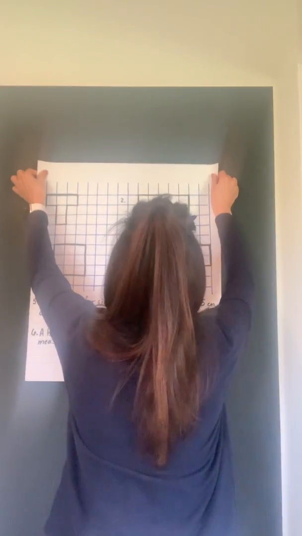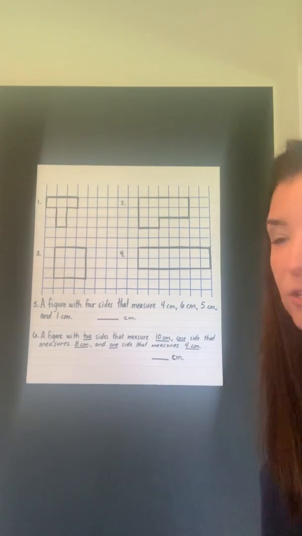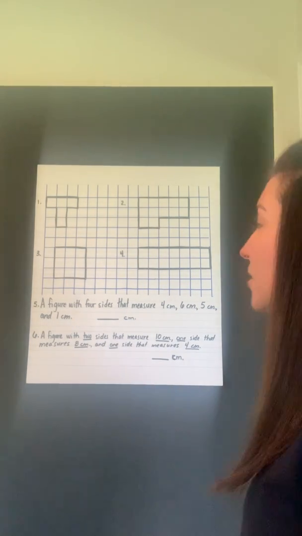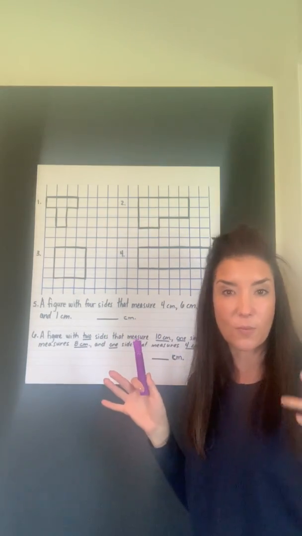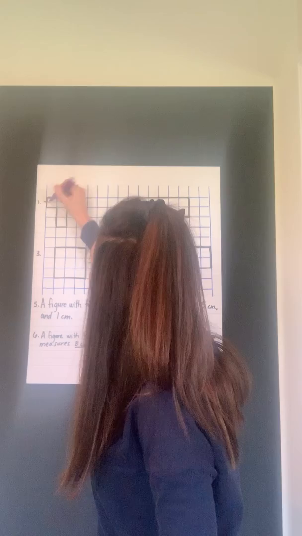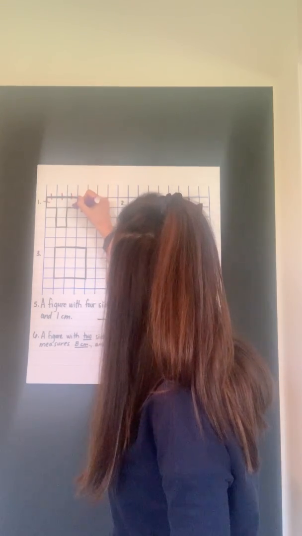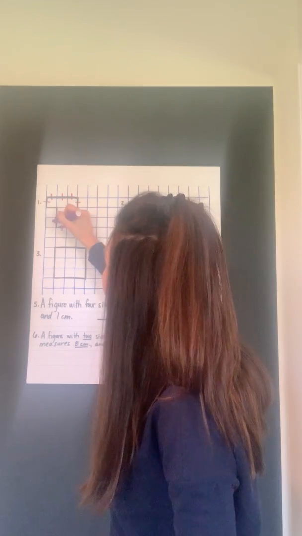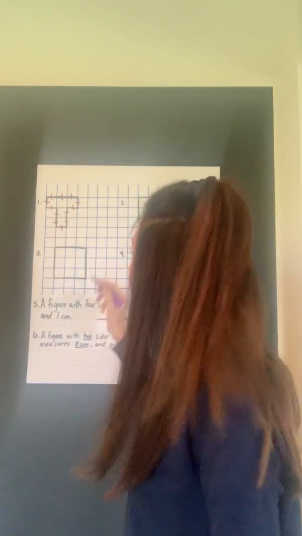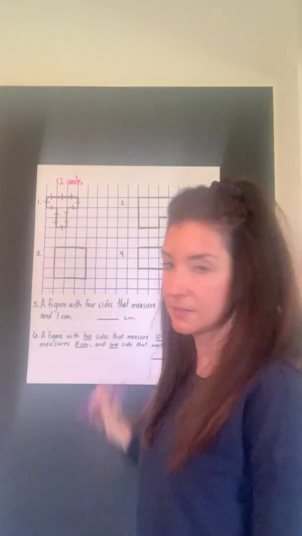All right. Okay, so I made my own grid paper. I know. I'm so fancy. All right. Okay, let's do it. So we're going to mark the sides. 1, 2, 3, 4, 5, 6, 7, 8, 9, 10, 11, 12. Okay? So this would be 12 units.